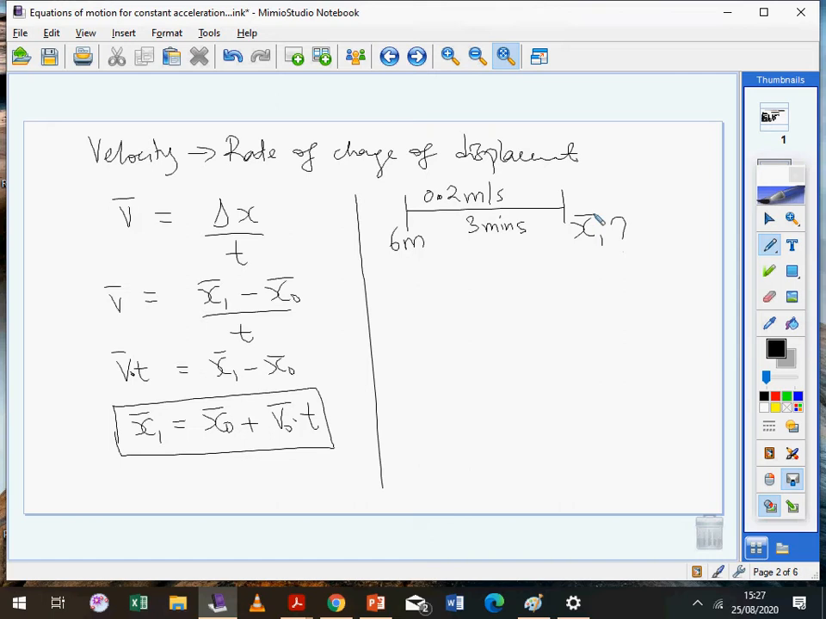So George's final position according to this equation would be x, x naught, which is 6, plus v, sorry, this should just be v, not v naught. V, velocity, which is 0.2, times the time, which is 3 minutes, but changed to seconds. So 3 times 60, change it to seconds, and this should give me George's final position in meters. You guys can work that out. All right, so that's the first equation of motion.